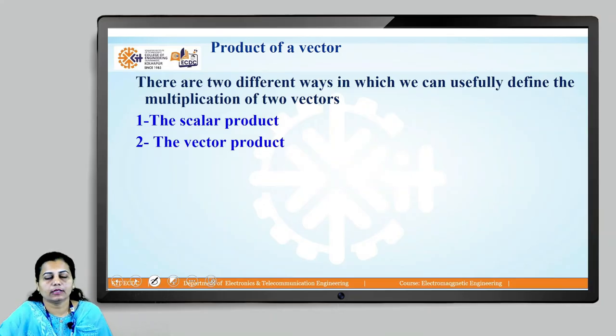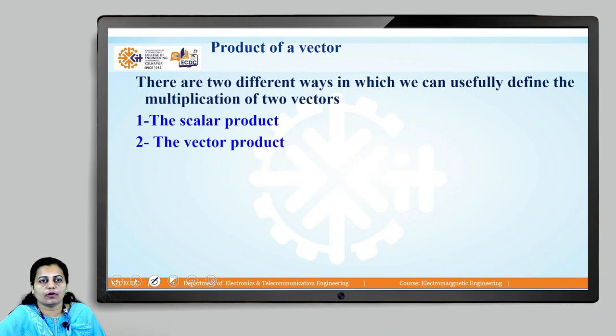So welcome learners. Last session we discussed how to find a vector and how to obtain vector addition as well as vector subtraction. Today we will discuss the product of vectors. There are two different methods in which we can usually define the multiplication of two vectors. The first method is the scalar product and the second one is the vector product.